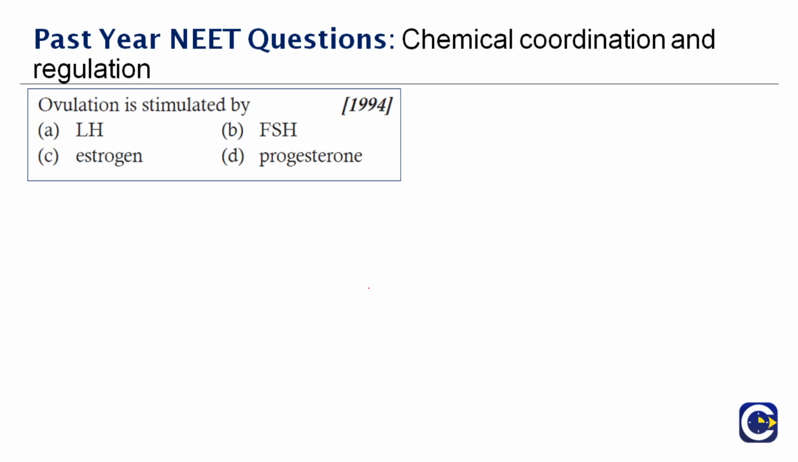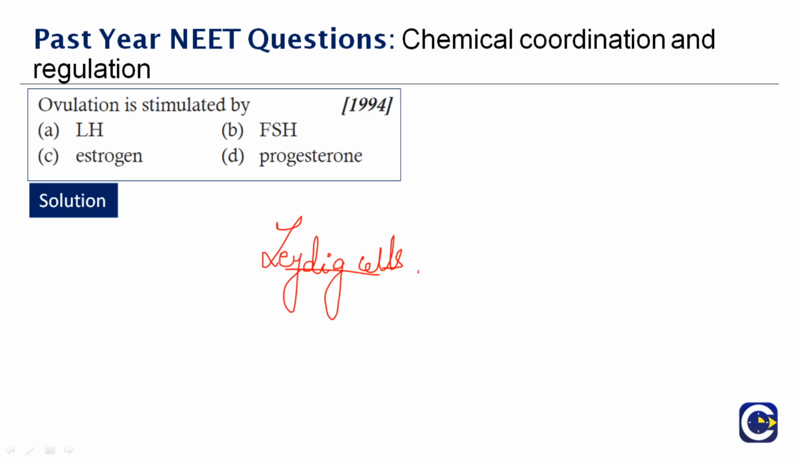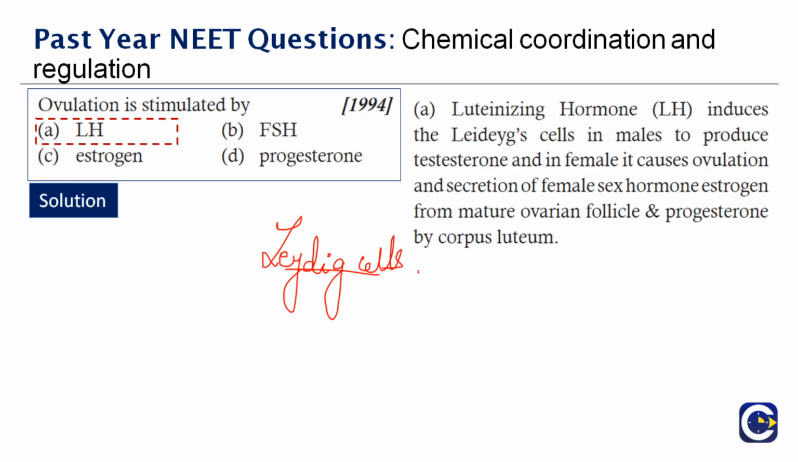Next question: ovulation is stimulated by dash. Very, very easy question. It is stimulated by LH, which is called luteinizing hormone. What does it induce? You must have heard this. It induces the Leydig cells in males to produce testosterone, and in females it causes ovulation and secretion of the female sex hormone estrogen from the mature ovarian follicle and progesterone by the corpus luteum. Therefore, the right answer to this question is option A.